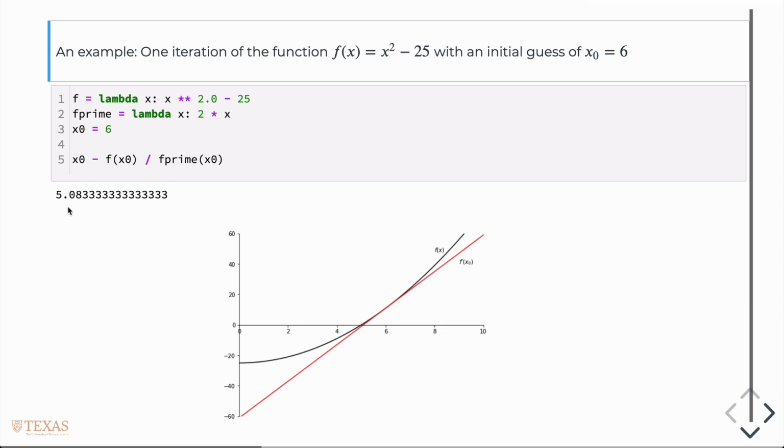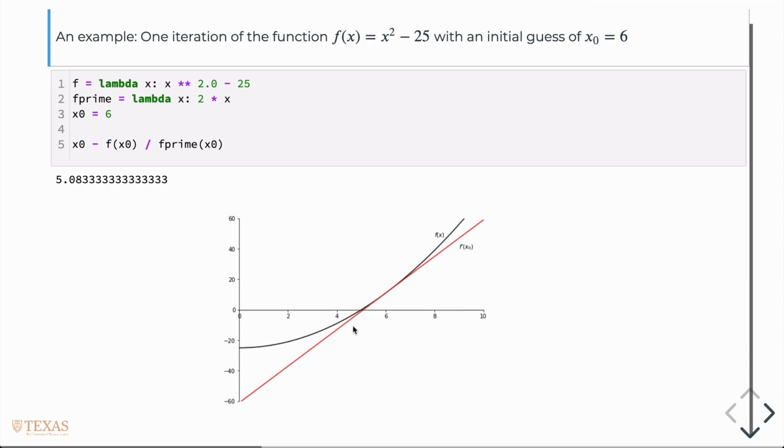So we can see it in one iteration it's come very close to the root, and here's what Newton's method is doing. It's taking the original function, in this case the black line. We take an initial guess at the point 6, and we compute the derivative, which is this tangent line. The tangent line is in red there, and since this is just a straight line, we can evaluate the root of it algebraically, and it becomes 5.08.